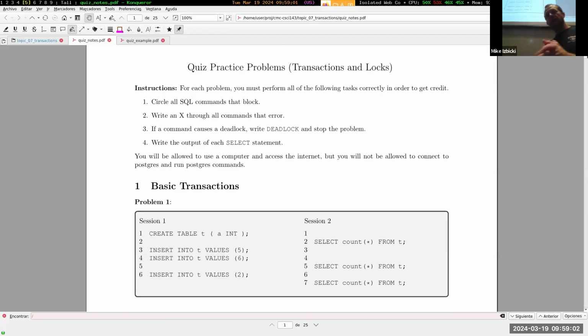But if you would like to take notes directly electronically in these files, for these quizzes you will be allowed to use your computer again to access notes. If you take notes directly in the PDF file, then you'll be set for the quiz. You'll be able to use those notes in the quiz.